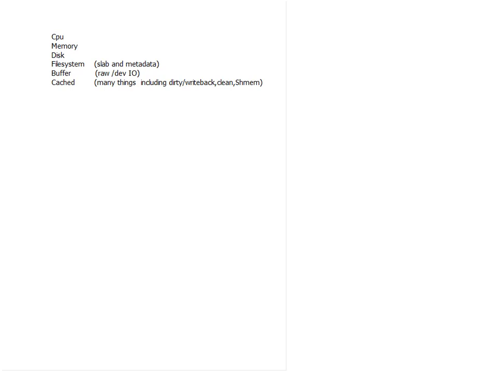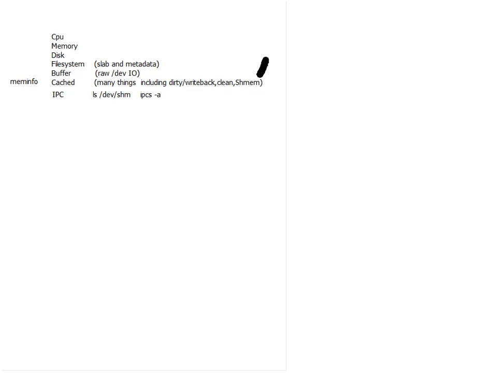ls /dev/shm and also ipcs -a commands. Now, inter-process communication is out of memory. That stuff will show up in the cached field, as I mentioned here. And again, this data is coming out of the meminfo file.